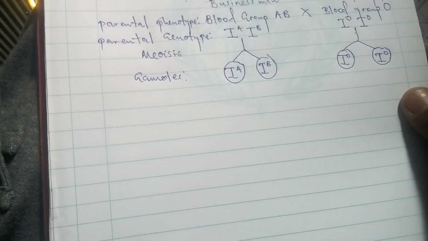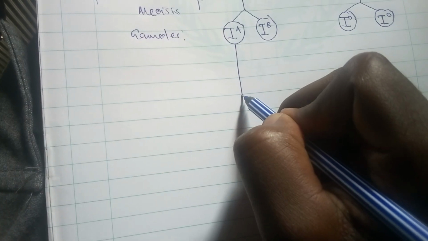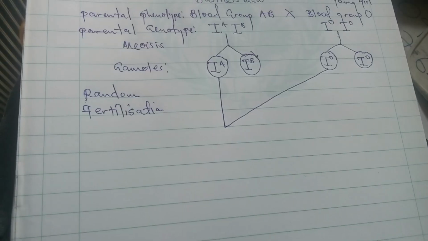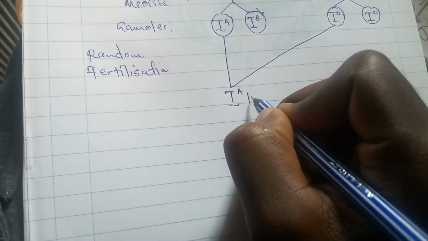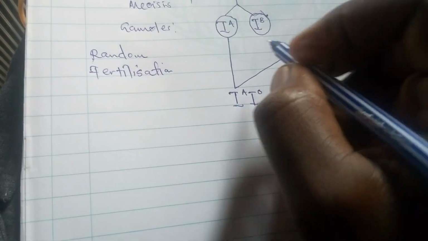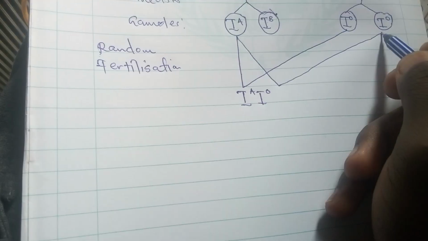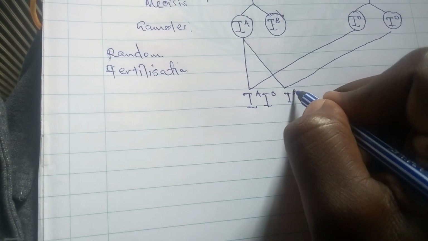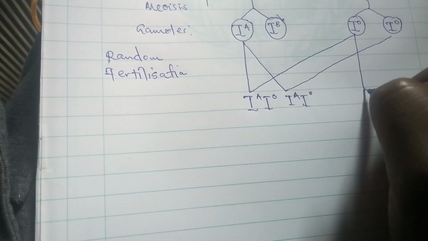Then from there, random fertilization is going to take place, where that one is going to collide with that one. So from there, you're going to obtain an offspring having blood group A. Then that one also has to correspond to that one, which is A over O.